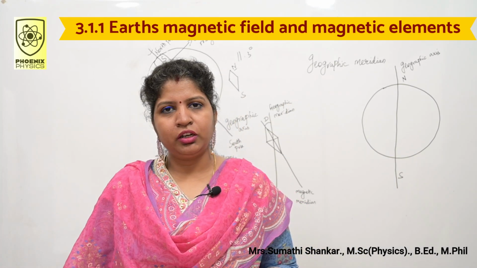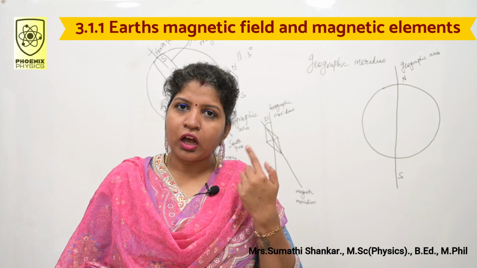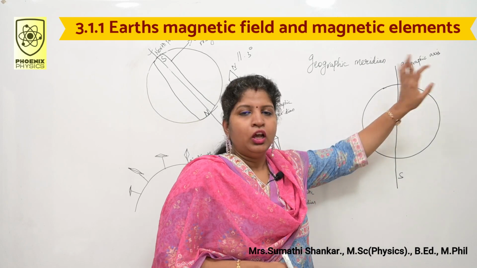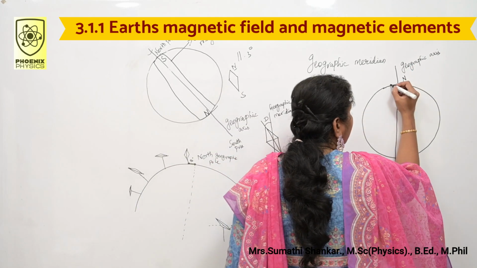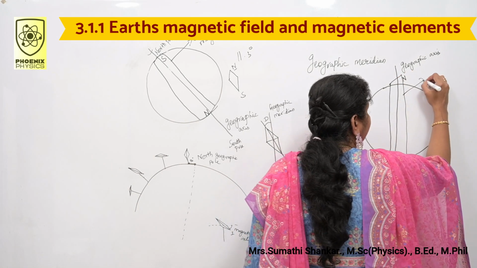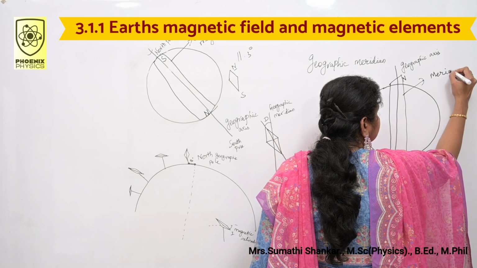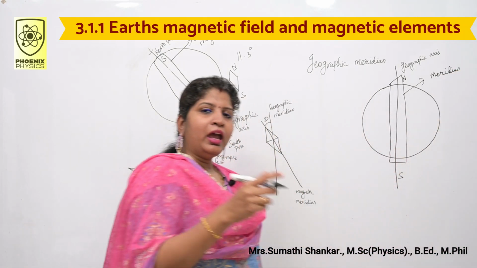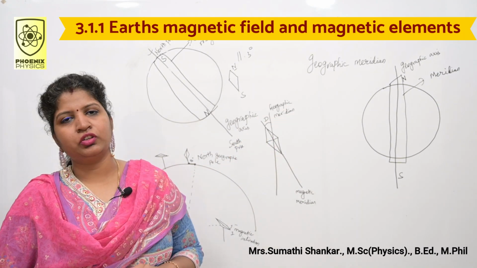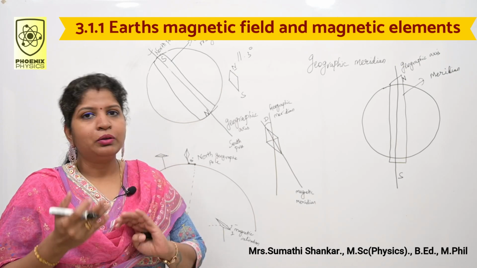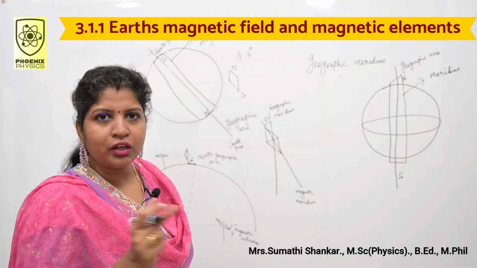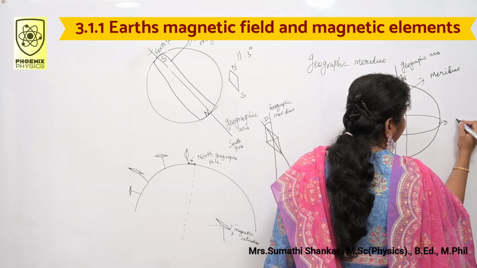What is geographic meridian? You know that earth spins around its axis. That axis is known as geographic axis. A vertical plane passing through the geographic axis is called geographic meridian. Or simply we can say an imaginary plane containing geographic north pole and geographic south pole. This is called geographic meridian. And a circle perpendicular to the Earth's geographic axis is called geographic equator.